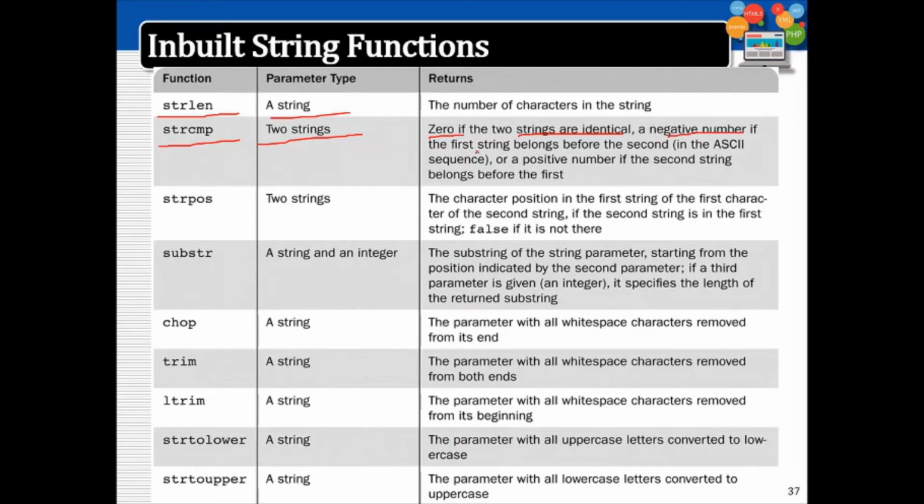It returns a negative number if the first string belongs before the second in the ASCII sequence. If the first string is lower and the second string is higher, then the value is negative. A positive number is returned if the second string belongs before the first string.